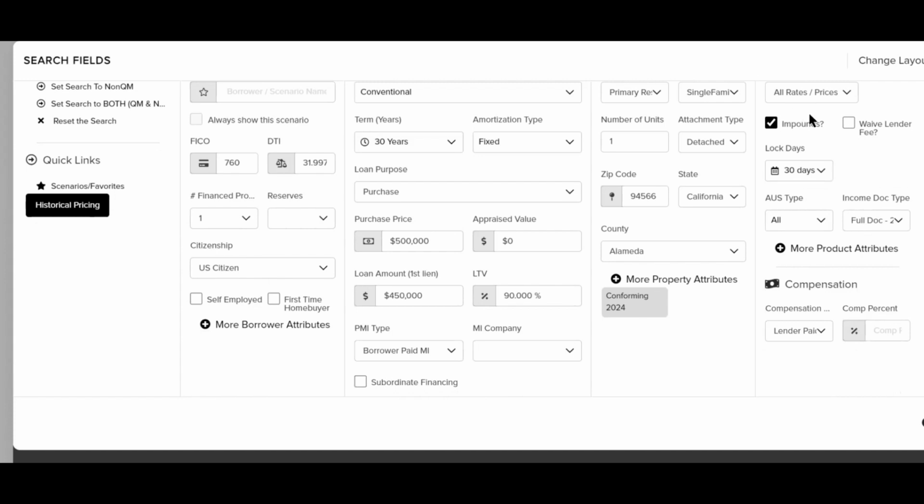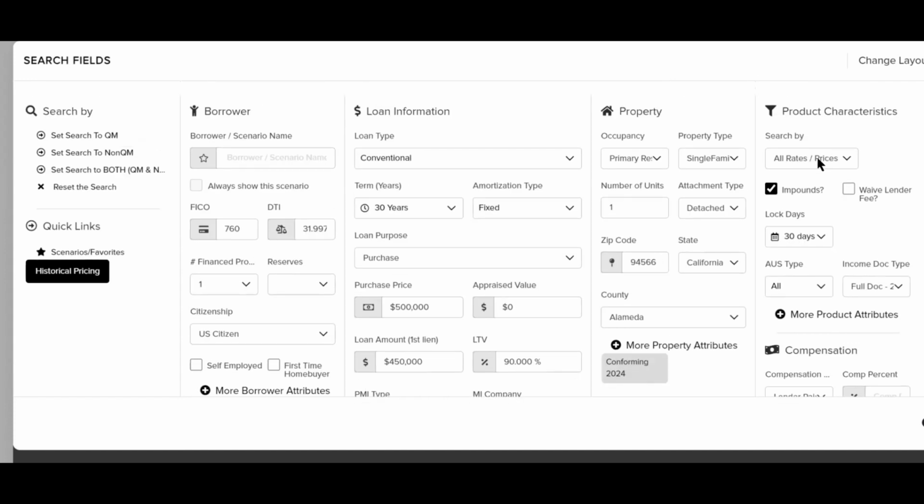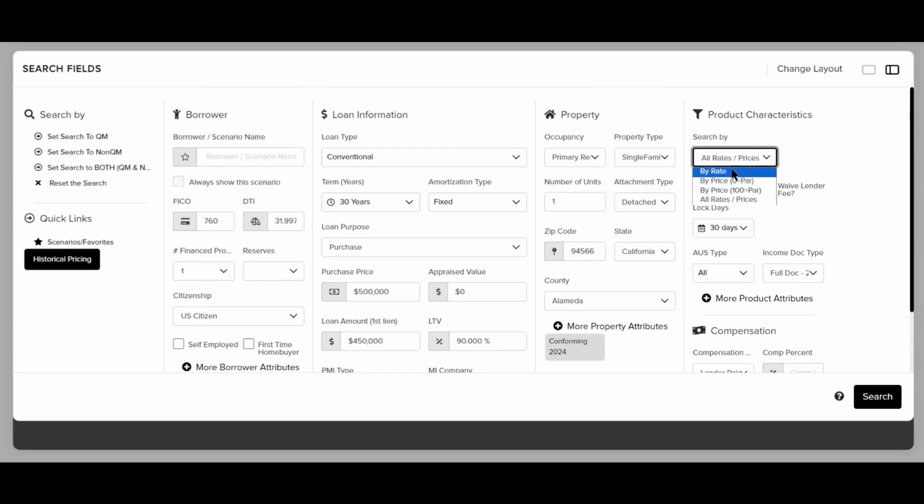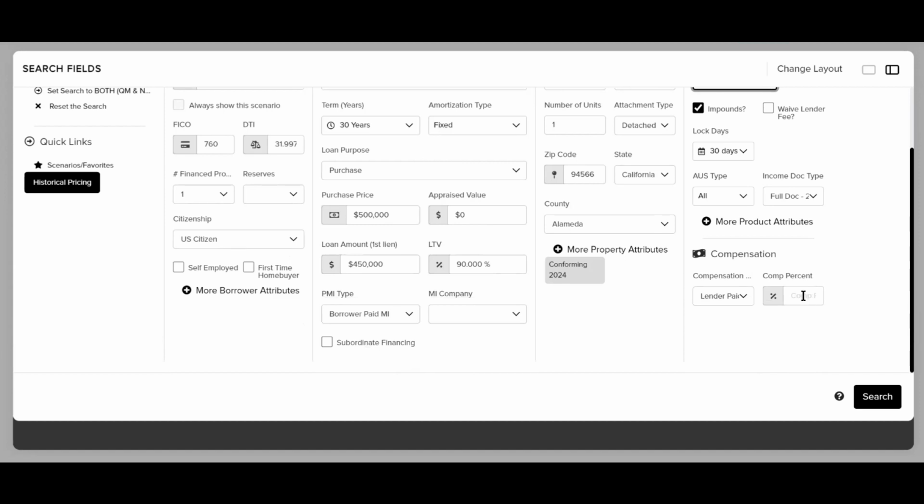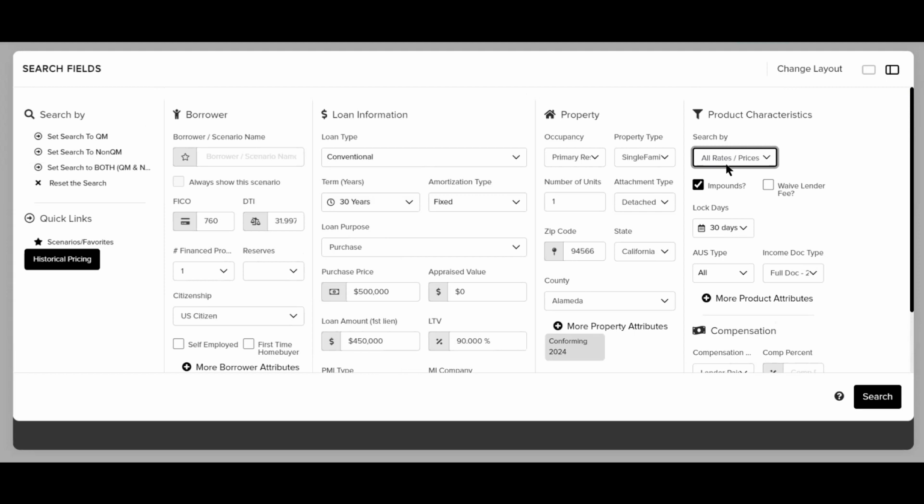Now up here under this, all rates and prices, that's the way I keep it. So you can search by a rate, you can search by a price, like a loan compensation, or you can search with a different format, essentially by price, or you can search by all rates and prices. That's what I search as, and I'll explain why. So when I press this, I'm not putting my compensation plan in here or anything like that. I'm going to leave it the way it is and just search this way.